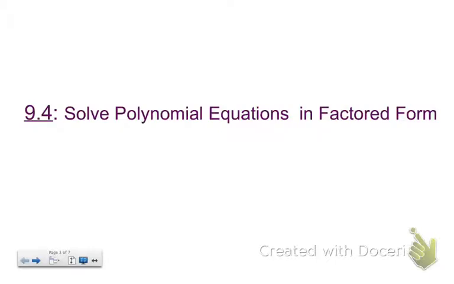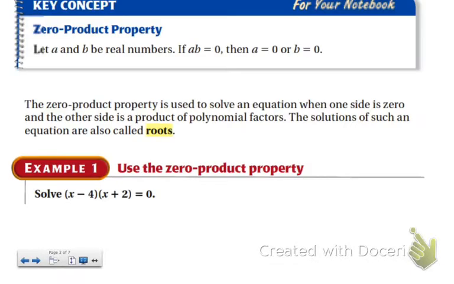Okay, this is section 9.4, and we are solving polynomial equations in factored form. The first thing we need for this section is the zero product property.